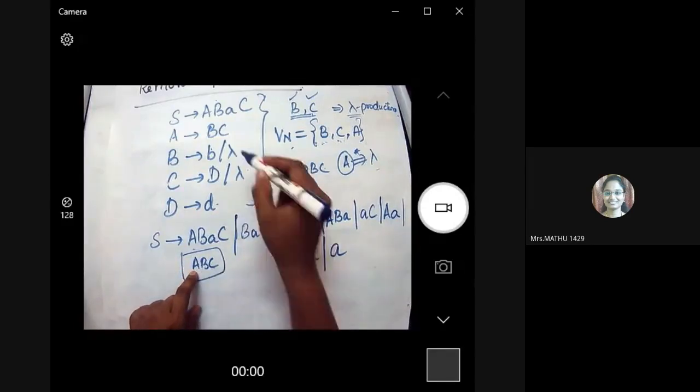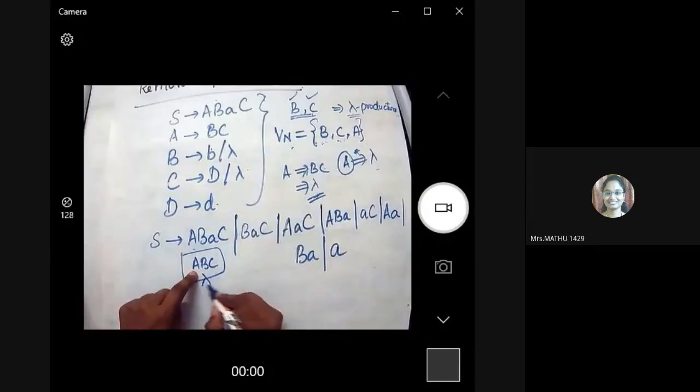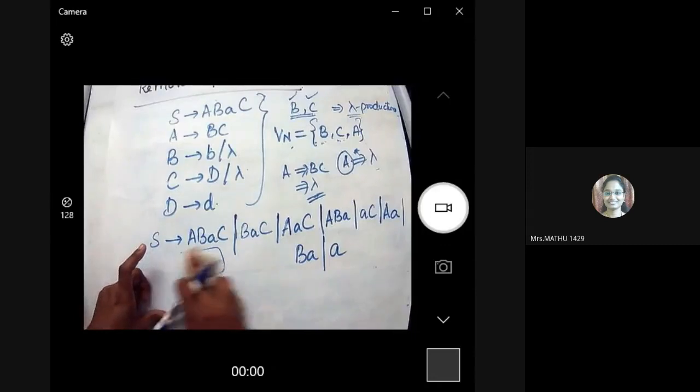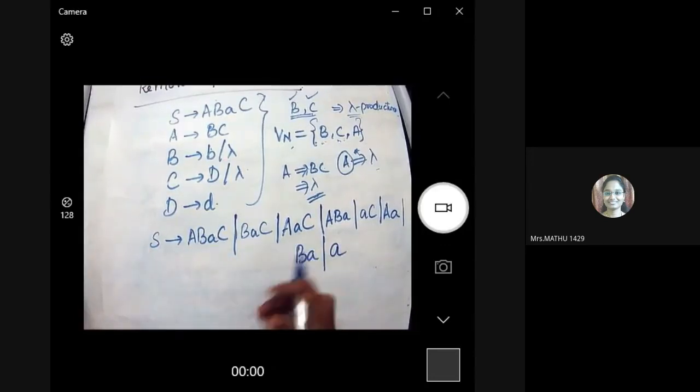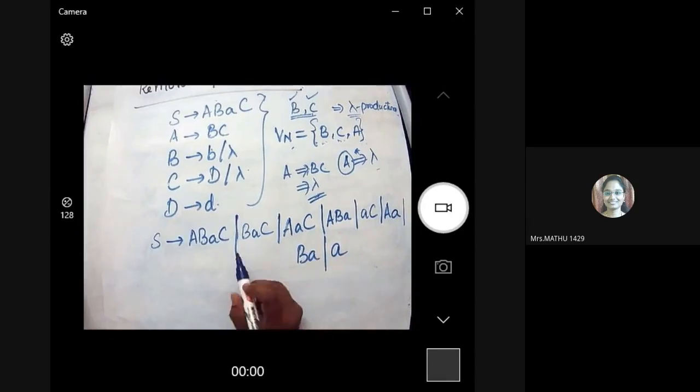Our purpose is to remove lambda, so you should not generate lambda again. If such a case arises, you need not apply it to all together, because it is not our purpose to generate another new lambda production. We want to remove the lambda production, so you need to avoid generating another new lambda production.